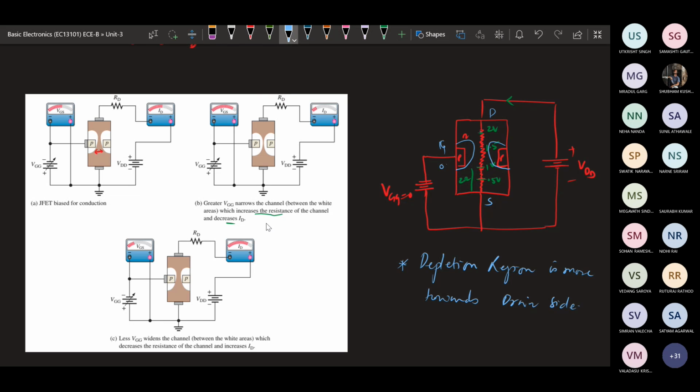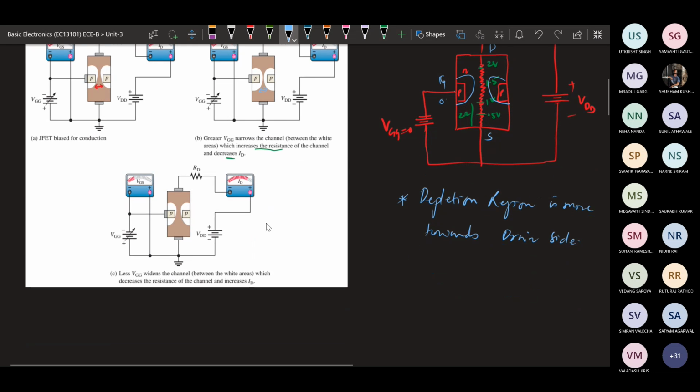So we were talking about the gate to source voltage. As we are increasing the gate to source voltage, the depletion width is going to reduce. So here this is the depletion width. In a further case, if we apply a gate to source voltage less than this one, this is the case of greater VGS, and this is the case of lesser VGS.